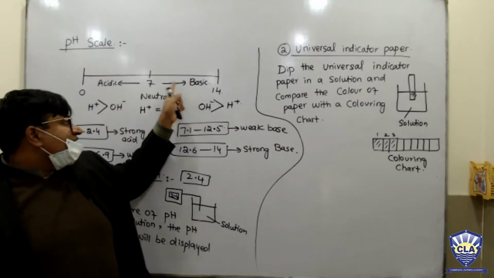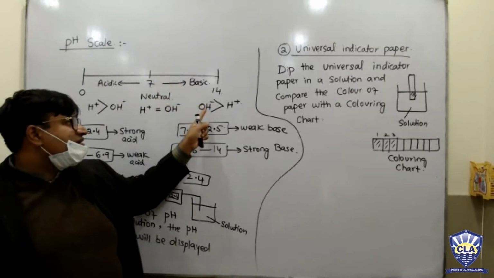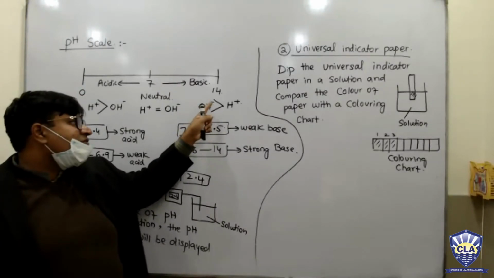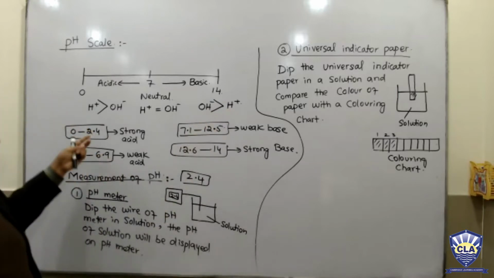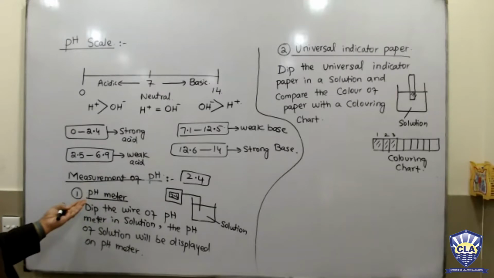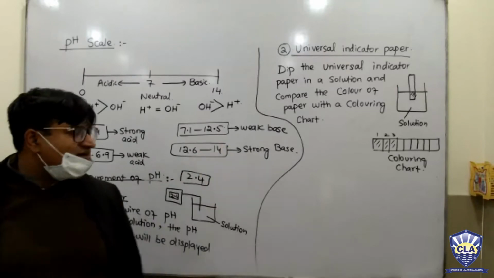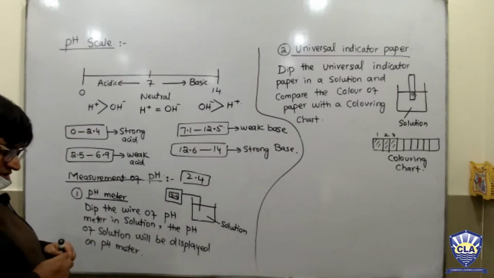Just like that, if the pH becomes more than 7, the solution starts becoming basic. And in bases, the OH minus ions are greater in amount than H positive ions. Okay. So I have told you about strong acids, weak bases and strong bases. Then measurement of pH, it could be measured by means of two methods, the pH meter and the second one, the universal indicator paper. Okay.